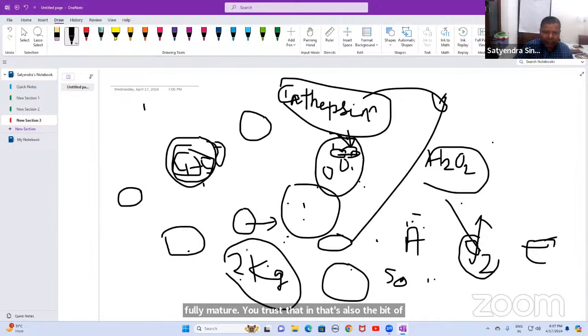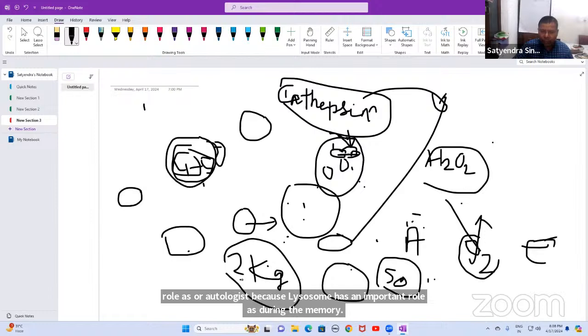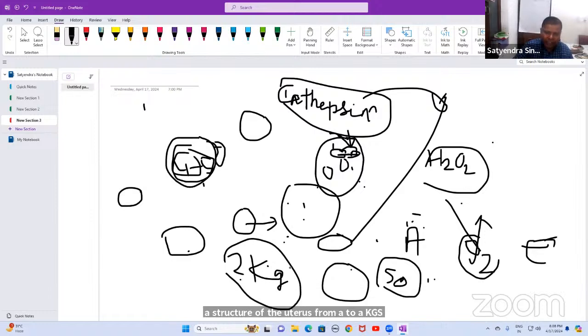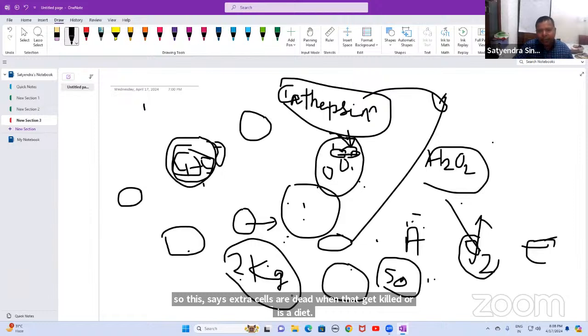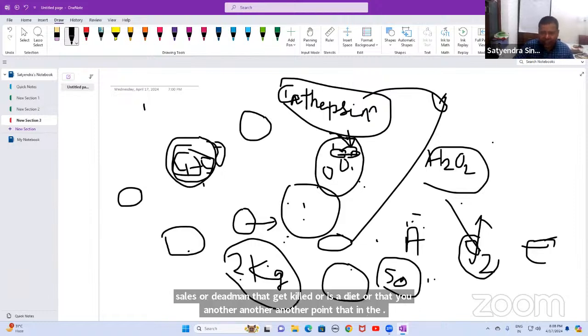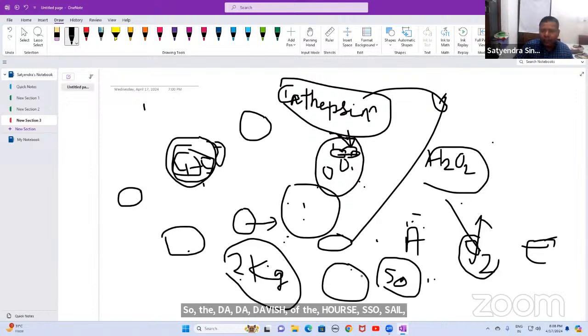After delivery, this extra large uterus must resume its normal weight, that is 50 gram. So after parturition, within 9 days, the uterus is digested with lysosomal enzymes. This is again the process of autolysis, because the lysosome has an important role in restructuring the uterus from 2 kg to 50 grams, so that the extra cells are killed, and it also removes the debris of the uterine cells. As a result, the uterus resumes its normal size.